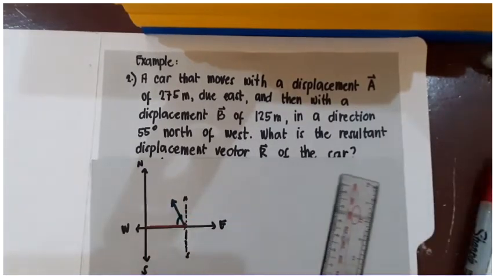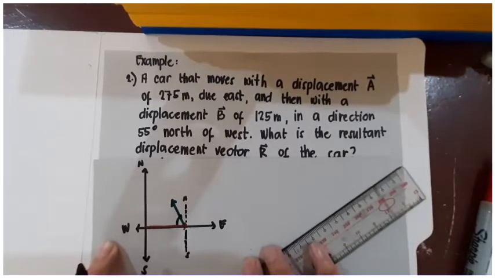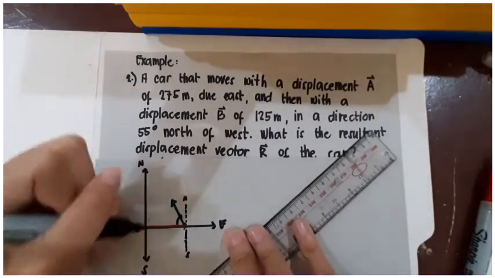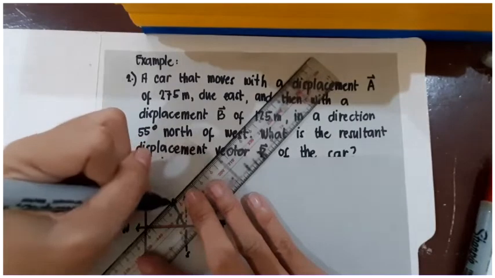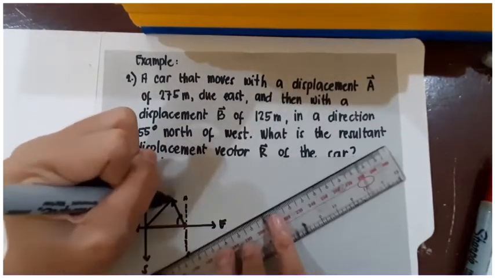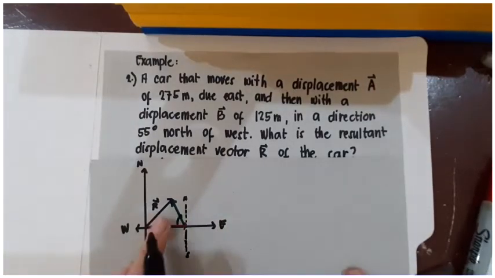Now, we are going to look for your displacement vector or your resultant vector. So we follow your tail to head method. So this is your tail, then this is your head. Okay, so this is now your R. Okay, ito yung isa-solve natin.